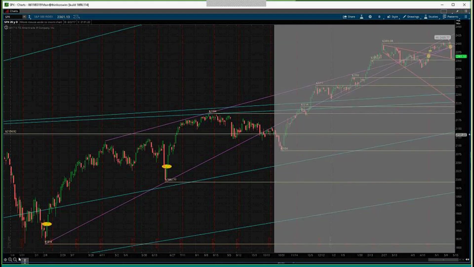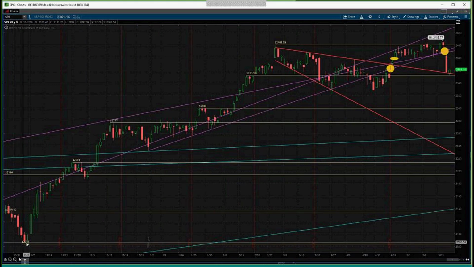So I want to put things in perspective. From the election, when we were fearful that Trump might end up winning, we were down here. Now, when we're fearful that we're going to lose him, we're selling off here. So just realize where we are in the bigger picture and what can happen.